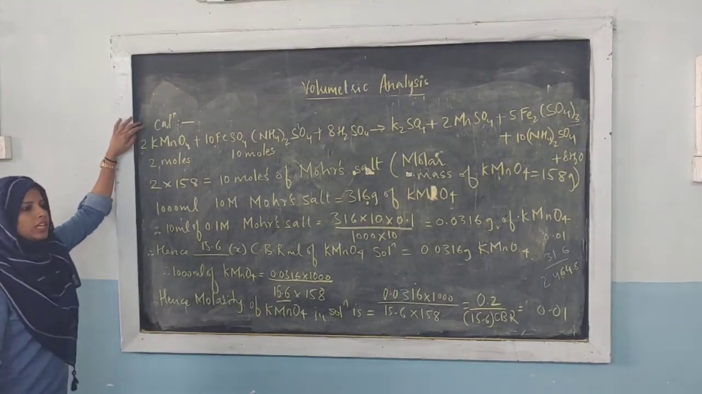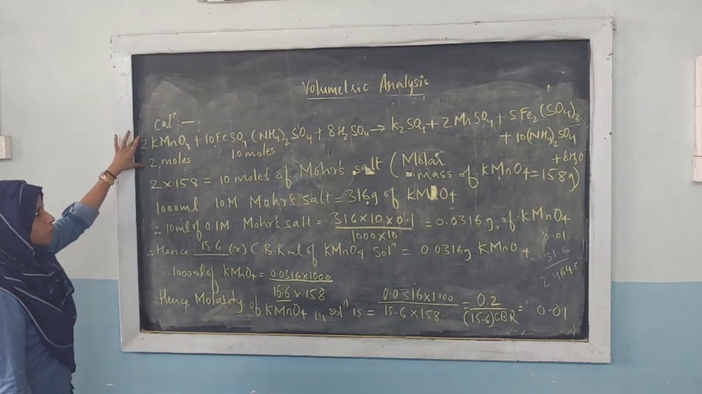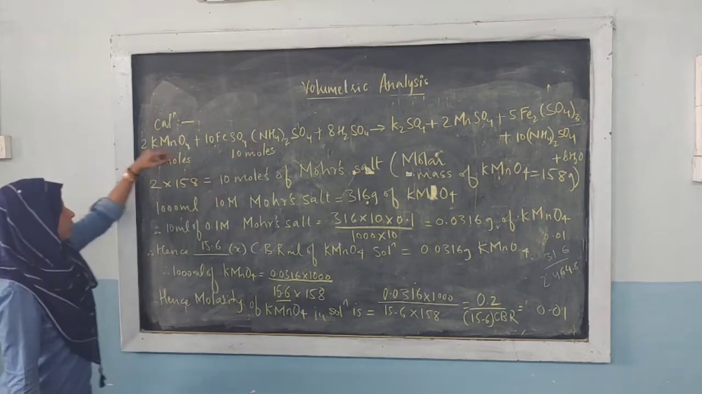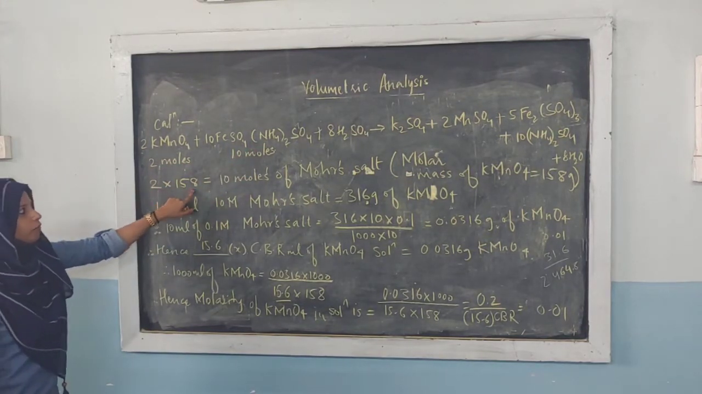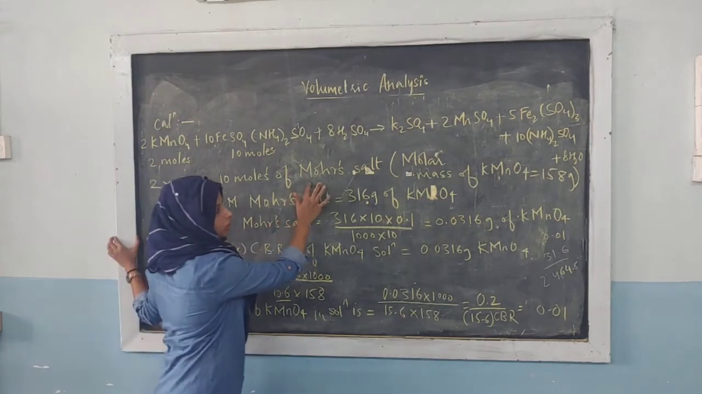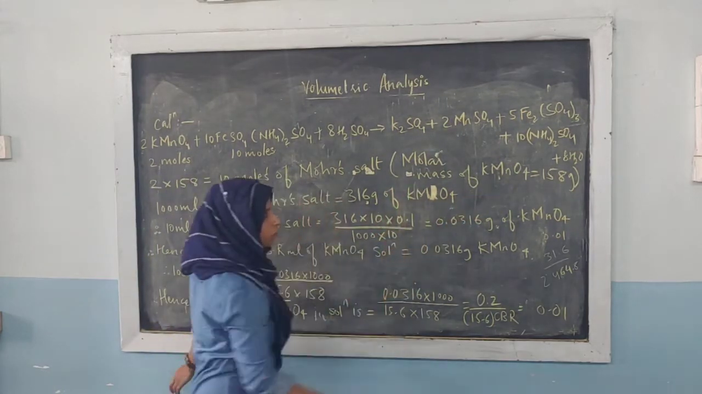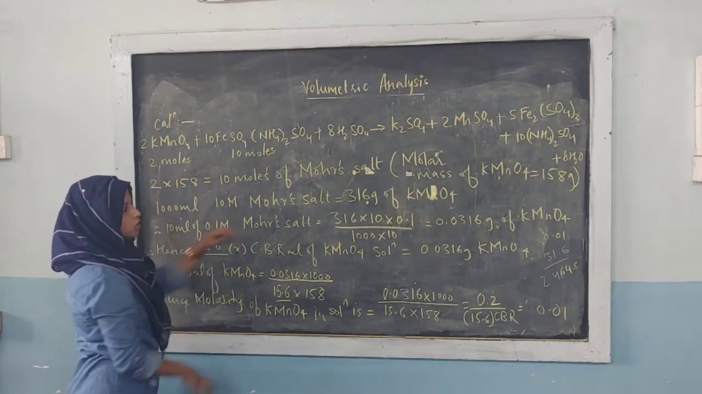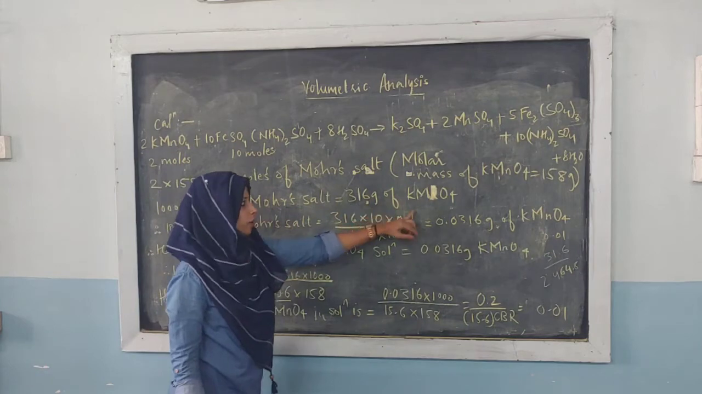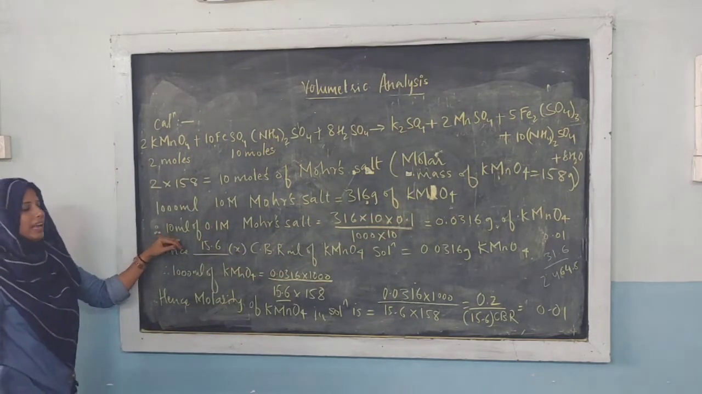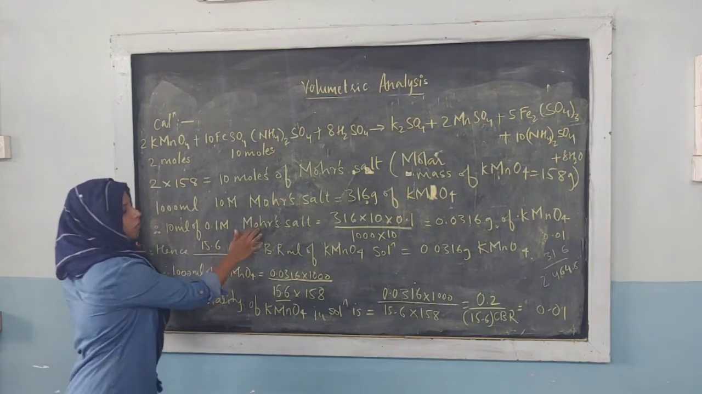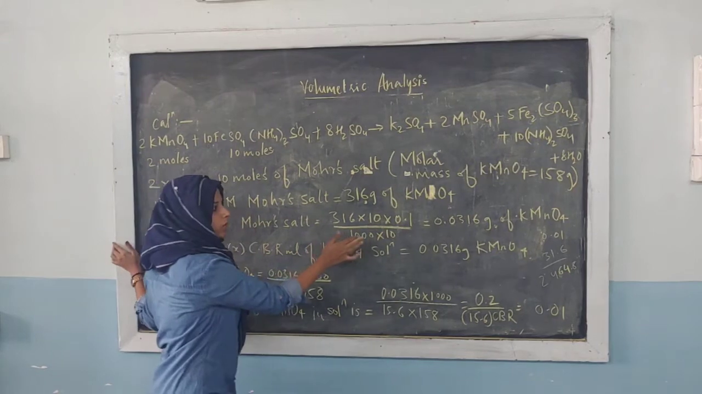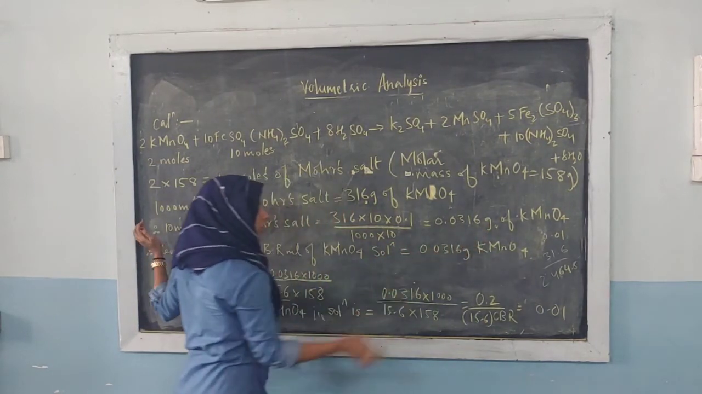Okay, so now the next part is calculation. Here we have a reaction where we have used 2 mole of KMnO4 and 10 mole of Mohr salt. So 2 multiplied by 158 is equal to 10 mole of Mohr salt, where the molar mass of KMnO4 is 158 gram. So 1000 ml of 10 molar Mohr salt requires 316 gram of KMnO4. Therefore, 10 ml of 0.1 molar salt will require 0.0316 gram of KMnO4.